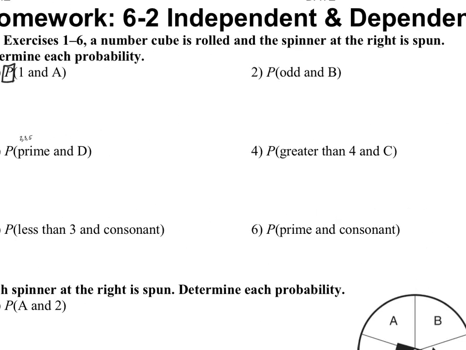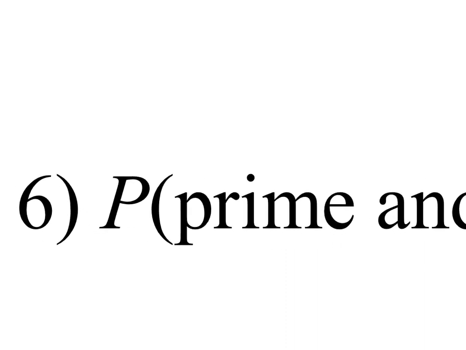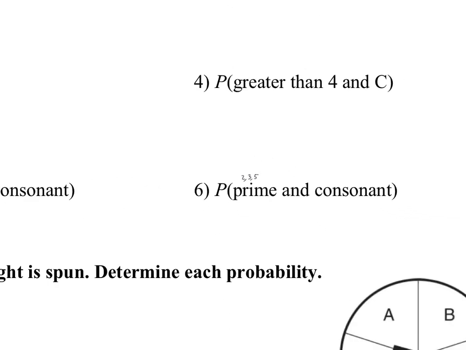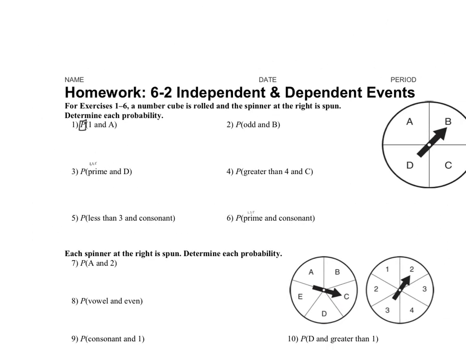Odd numbers just means you can't divide by 2. And then prime, again, whenever we're talking about rolling a die, 2, 3, and 5 are your prime numbers. And again, consonant, we just talked about that. So keep those numbers in mind while you're going through this.